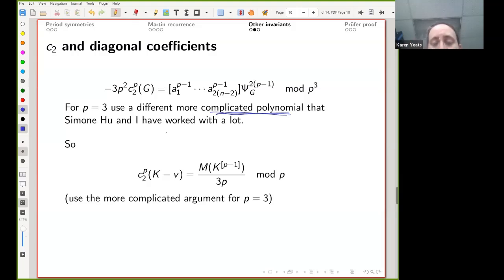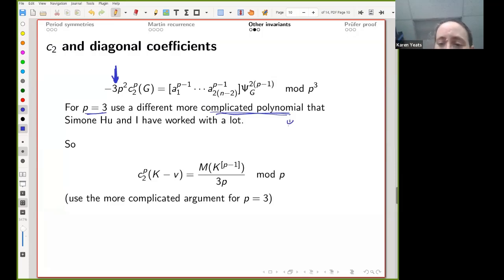And it turns out that in fact, at least for P not equal to 3, you can actually express the C2 invariant as the diagonal coefficient of this dual Kirchhoff that we started with. And so here's the actual formula. You can see here there's an obnoxious extra P, extra 3. And so not surprisingly, when P equals 3, things are going to go wrong. And then you have to go back and work with that other polynomial.